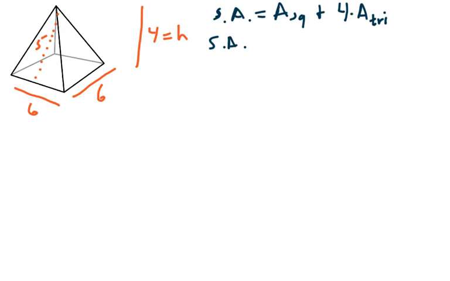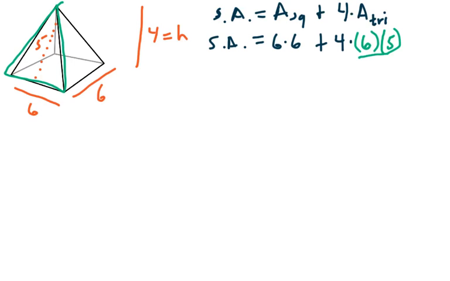So when we go and do this now, the area of the square, 6 times 6, base times height, we'll go 6 times 6 plus 4 times the area of a triangle, which is base times height divided by 2. So if I'm looking at this triangle right here, the base of that triangle is 6. The height of that triangle is 5, and I have to divide it by 2. Now I'm timesing by 4, remember, because there's 4 of those same triangles.